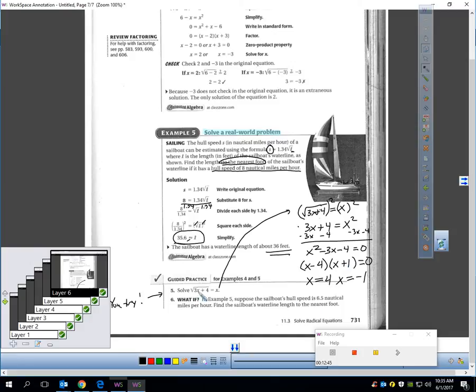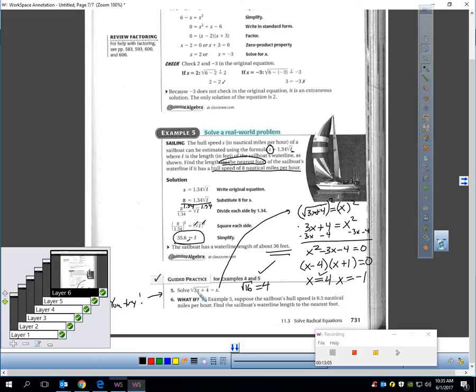If I plug in 4 here, 3 times 4 is 12, and 12 plus 4 is 16. So I'm checking, is the square root of 16 going to equal 4? Is that true? Yeah, that is true. So 4 is an answer. Let's check on negative 1.